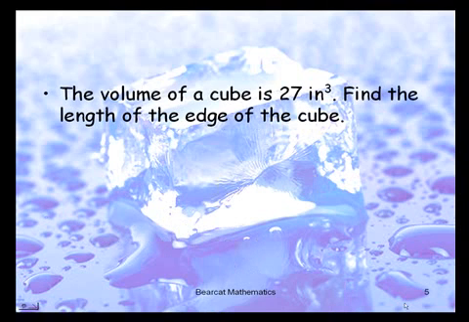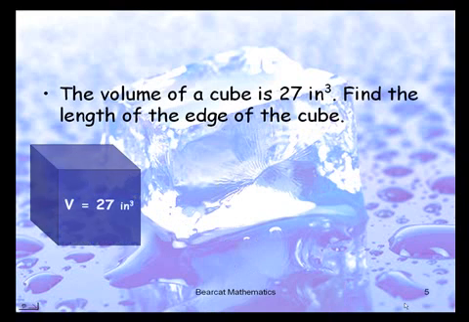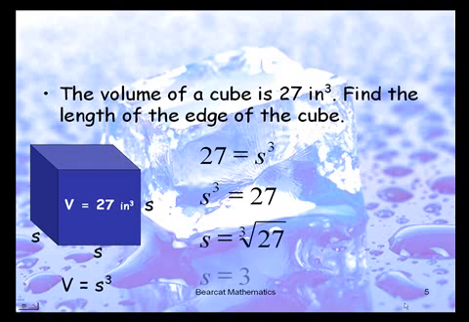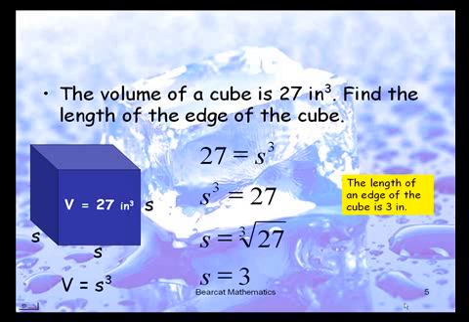The volume of a cube is 27 cubic inches. Find the length of the edge of the cube. Well, here's a diagram. We know that volume equals 27 inches cubed. Volume equals s cubed. If we cube root both sides, we need to find a number that times itself 3 times is 27. Well, that's 3. 3 times 3 times 3 is 27. So the length of the edge of that cube is 3 inches.